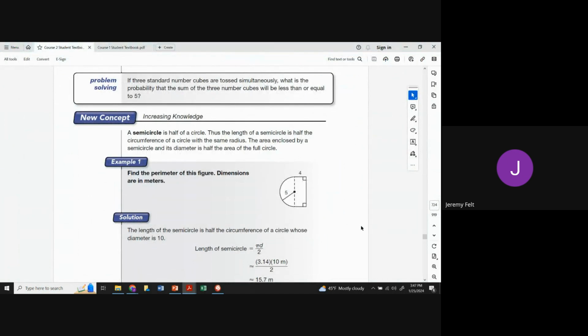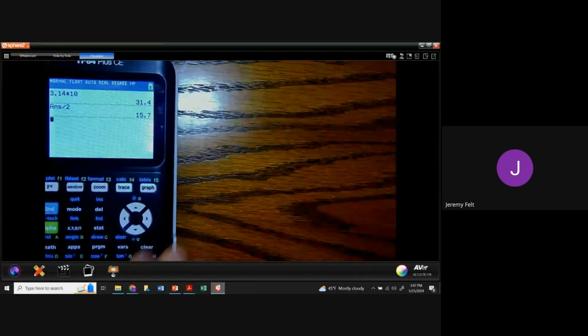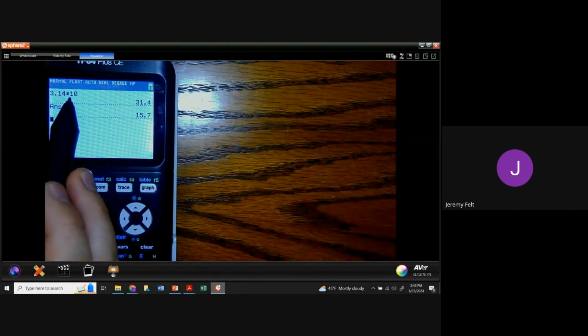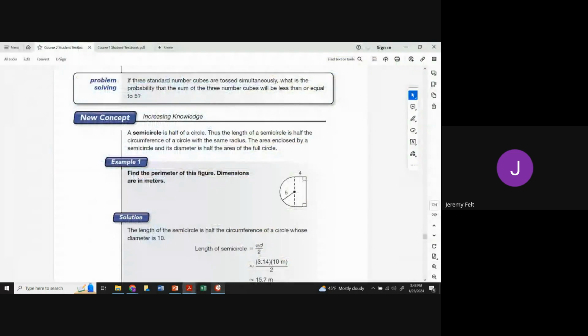So we divide by 2 and we get 15.7. Show you what we're doing along here. So we had pi times the diameter to give us this, and then it's a half a circle, so we divide by 2 or multiply by 1/2. That gives us this portion along the outside.